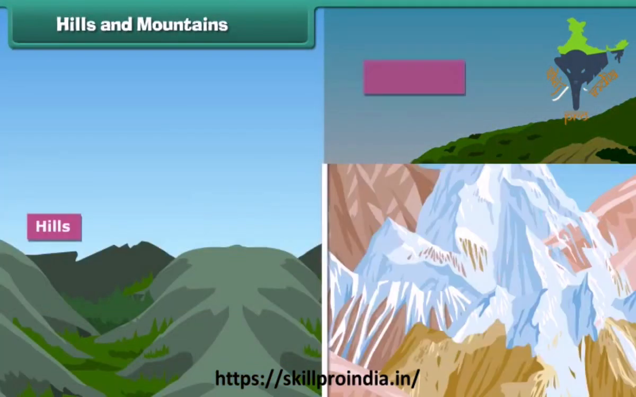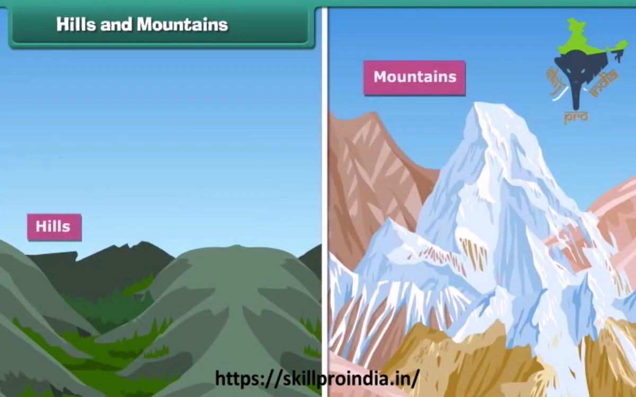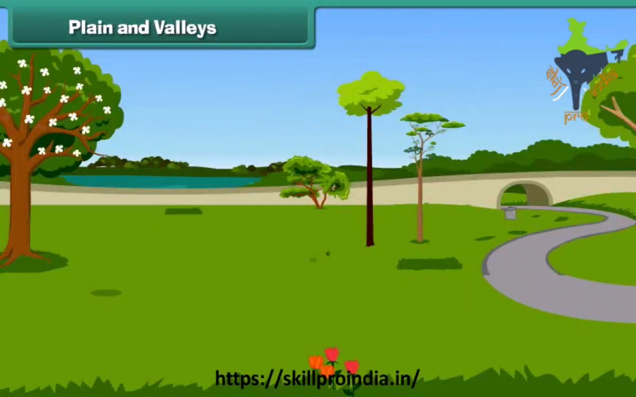Friends, hills and mountains are naturally raised parts of the Earth's surface. But now look here carefully. You will notice that a hill is smaller than a mountain. An open field or land with even surface is known as plain.